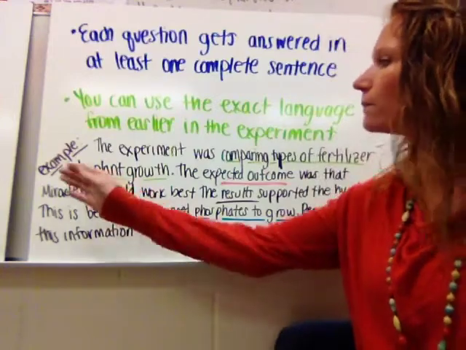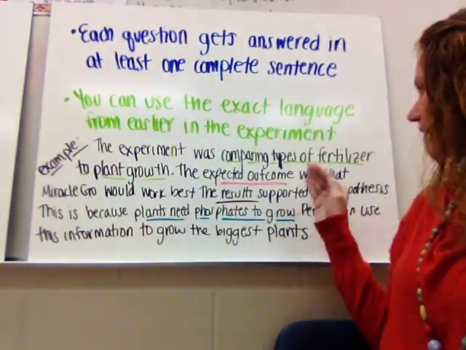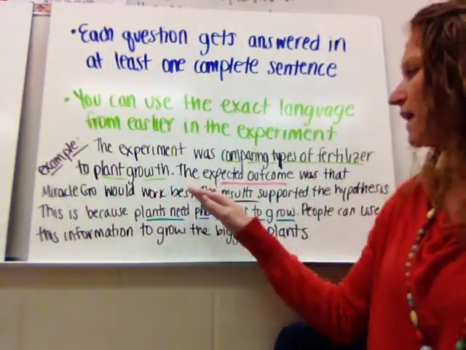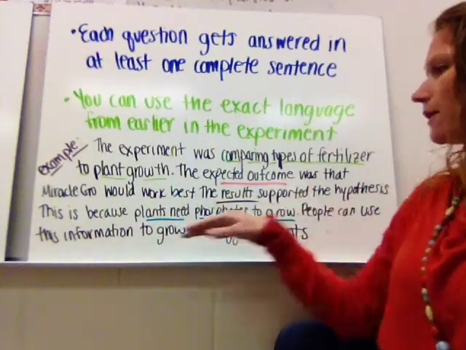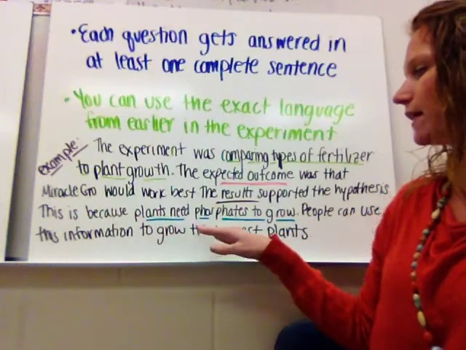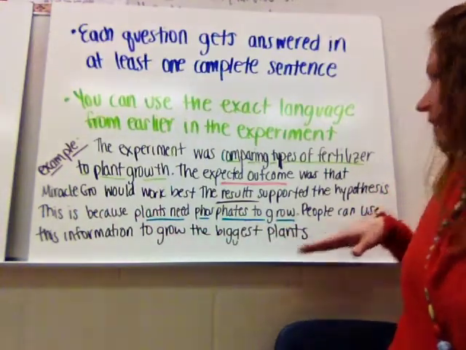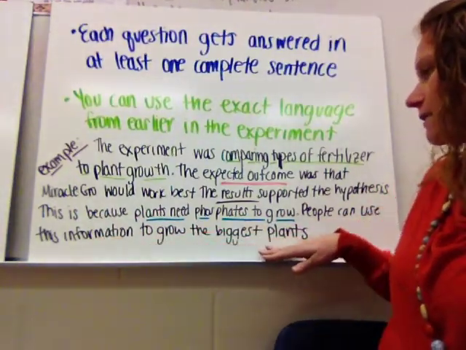For an example, the experiment was comparing types of fertilizer to plant growth. The expected outcome was that Miracle-Gro would work best. The results supported the hypothesis. This is because plants need phosphates to grow. People can use this information to grow the biggest plants.